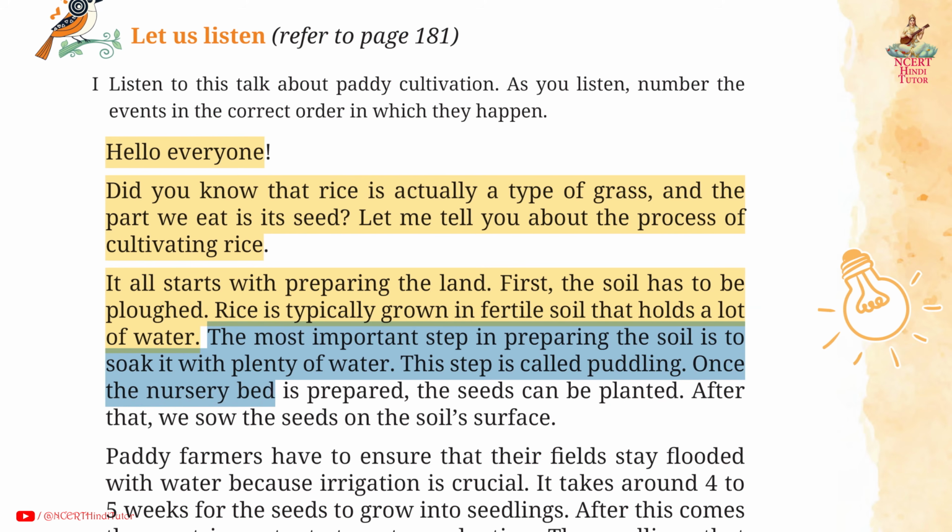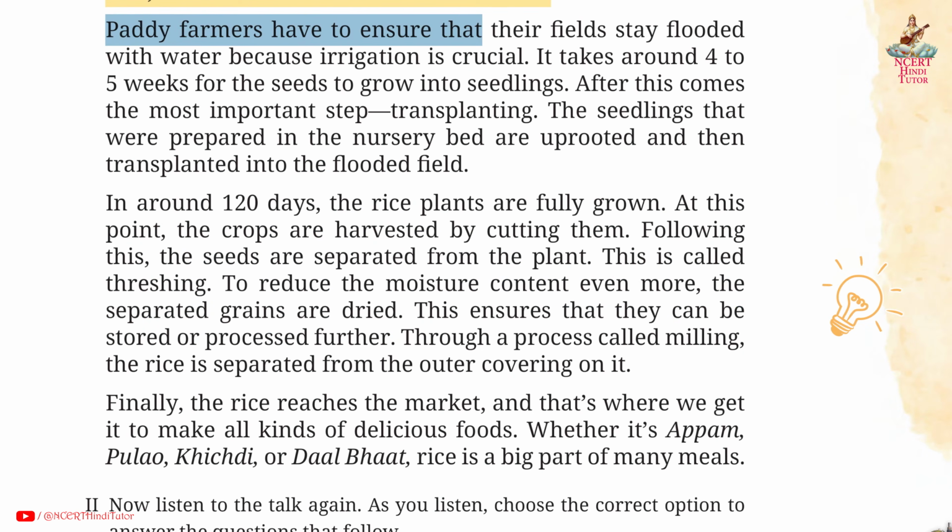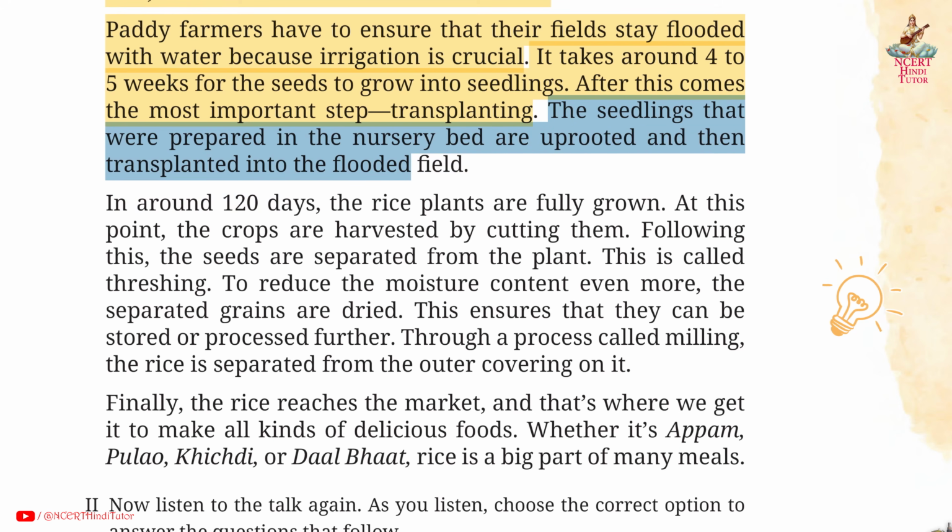puddling. Once the nursery bed is prepared, the seeds can be planted. After that, we sow the seeds on the soil surface. Paddy farmers have to ensure that their fields stay flooded with water because irrigation is crucial. It takes around 4 to 5 weeks for the seeds to grow into seedlings. After this comes the most important step, transplanting. The seedlings that were prepared in the nursery bed are uprooted and then transplanted into the flooded field. In around 120 days, the rice plants are fully grown.